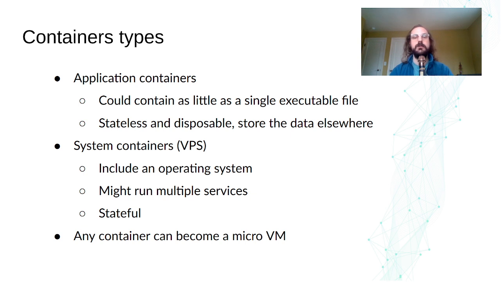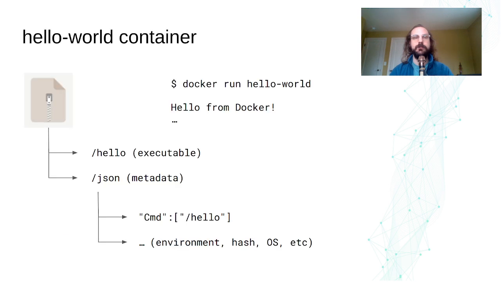And any container can become a micro VM as we use them on the grid. And our micro VMs are a bit more like system containers in that they are stateful. Changes you make in the root file system will be stored, but we can also use application container type paradigms. You can attach disks and store the data elsewhere, things like that.